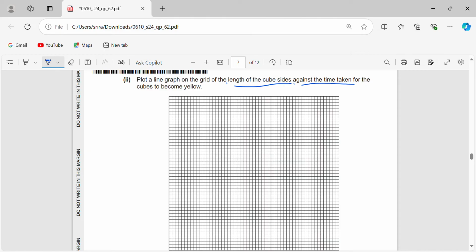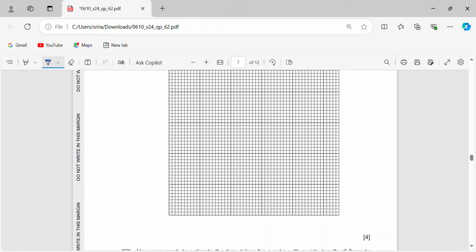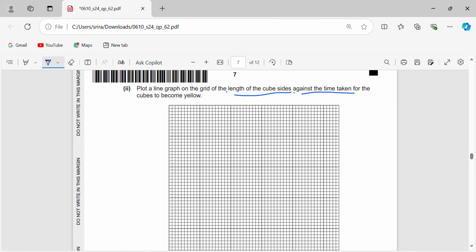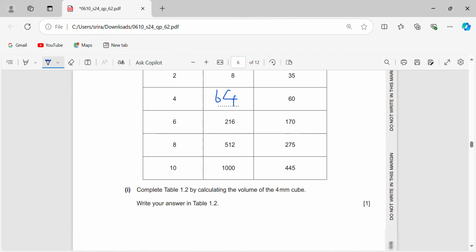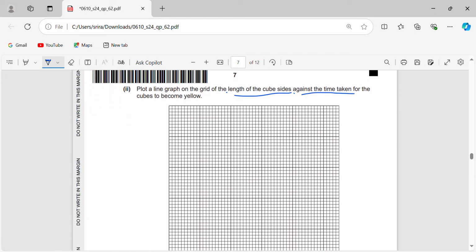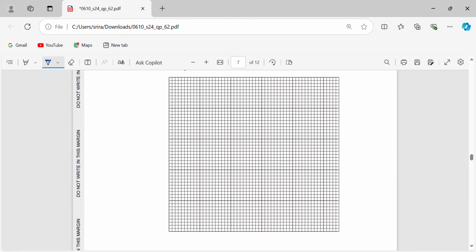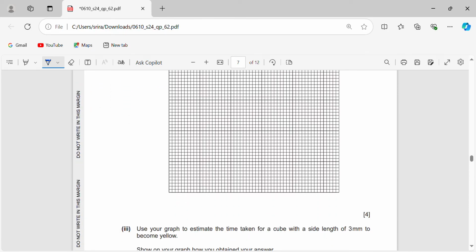So first we need to label the axis with our units. We need to give it a scale. So length of the cube sides, it's in millimeter like they mentioned. I am not going to write out the entire name, guys. You don't need to in the exam either, but just to be safe, write out the entire variable, like length of the cube sides. For me, again, because of my technical difficulty, I'm just going to write length and leave it at that.